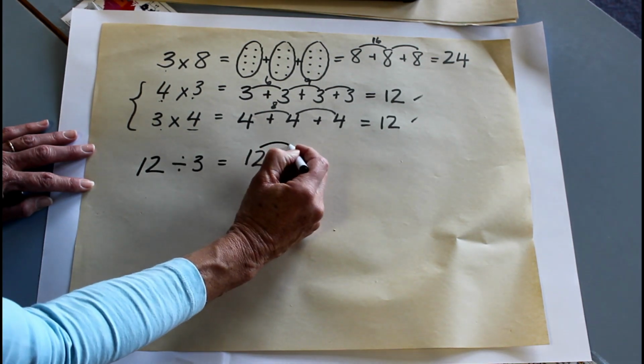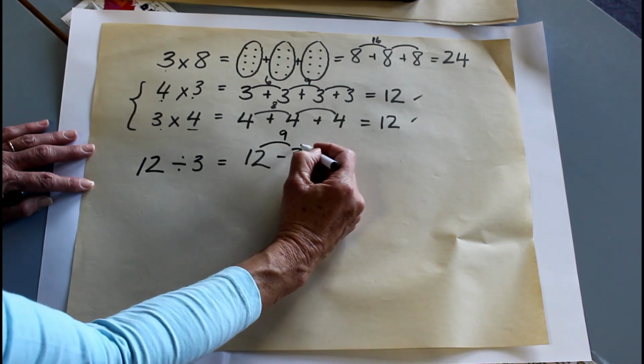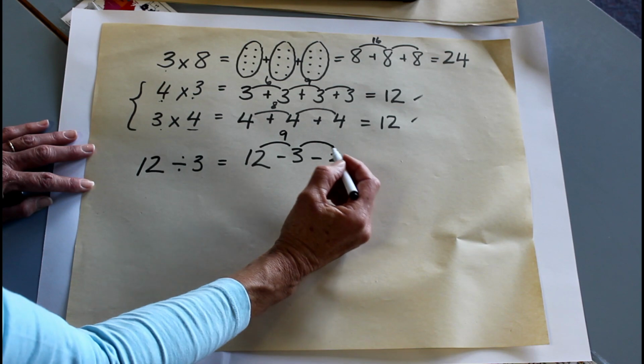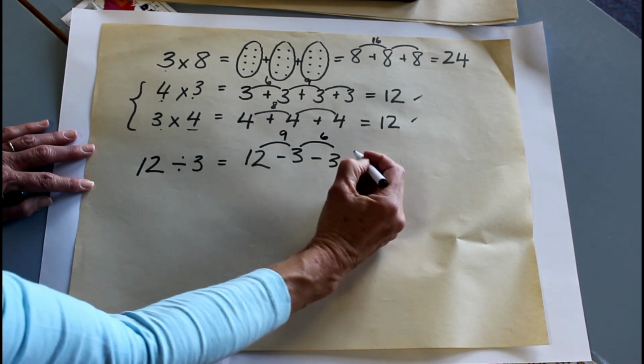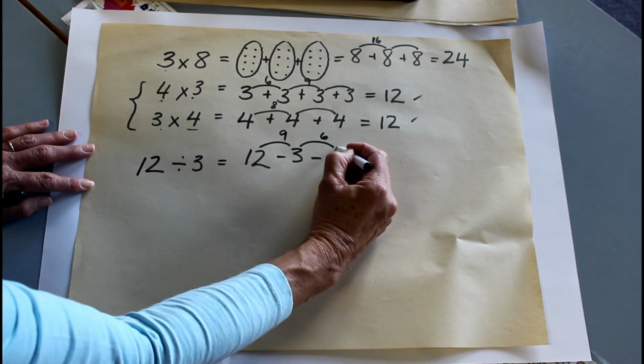So 12 take away 3 is 9. I'm going to do another take away 3 because I've got to get to 0. 9 take away 3 is 6. I'm not at 0 yet, so I've got to take away another 3.